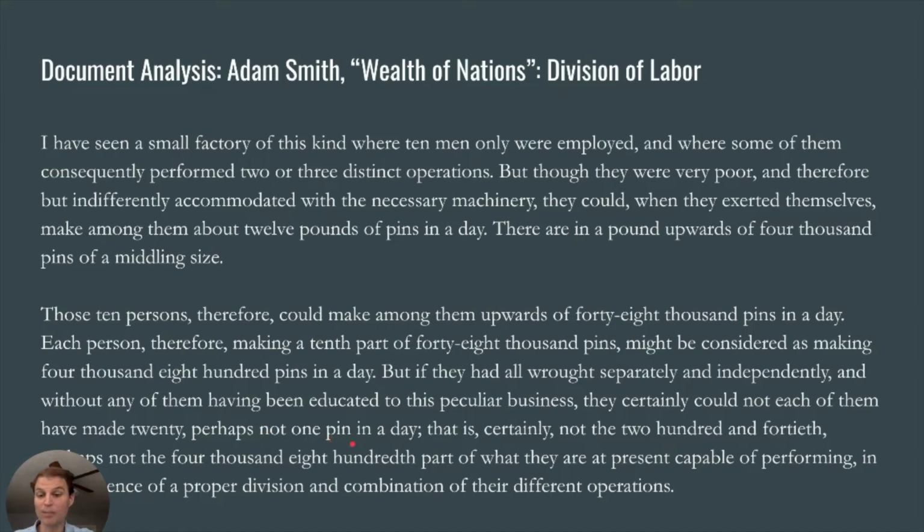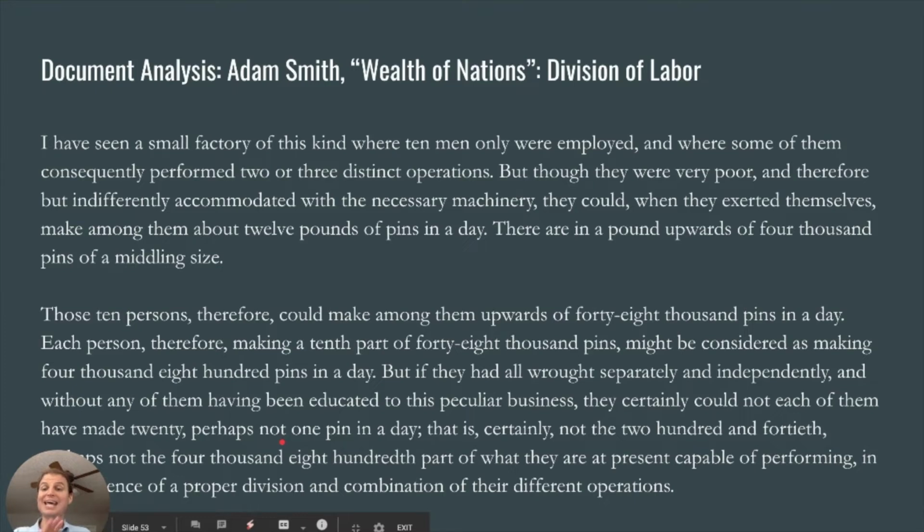So not one pin in a day if each of these people had just completely dedicated themselves to making just one pin. And pins here, we're talking about a needle pin, something that you would use for sewing. So that's still a really small item that Adam Smith is describing. And that's why he's chosen a pin, because you would think that that would be so easy that one person can certainly make at least one pin in a day.